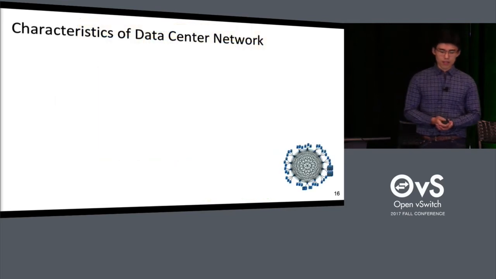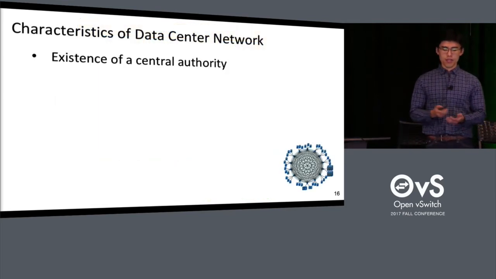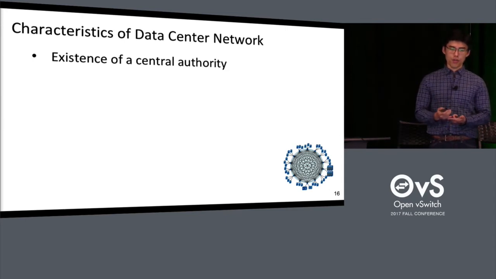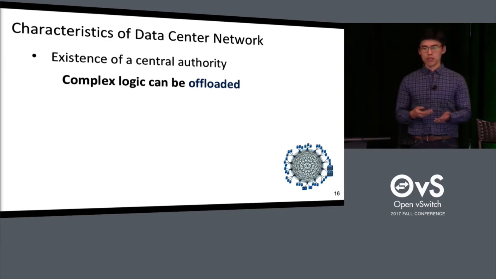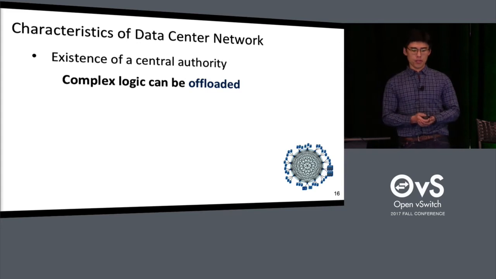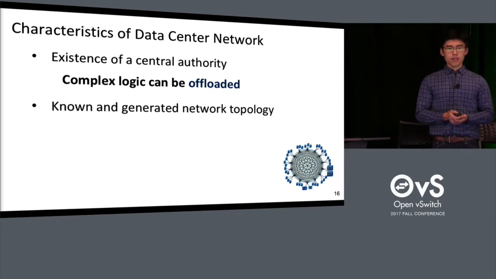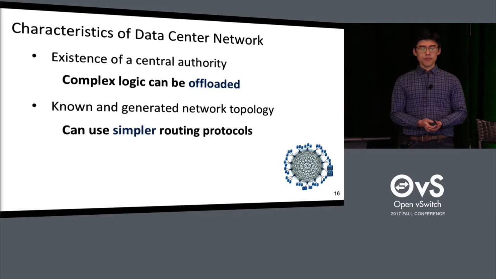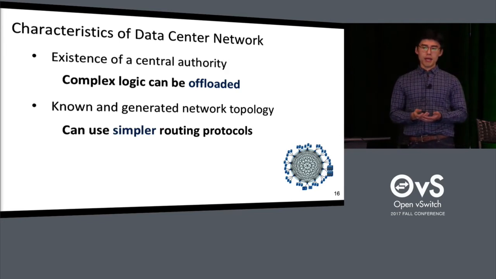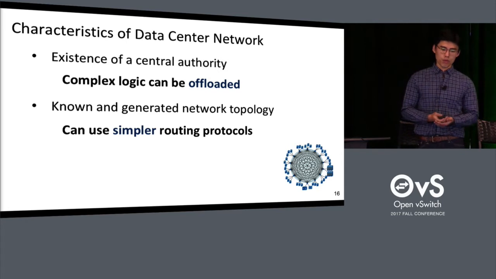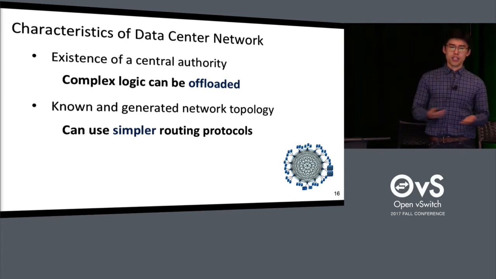So looking at this, the characteristic of the data center: again, there exists a central authority, unlike the internet or an enterprise network, which means that complex logic could be offloaded. For example, a lot of the network policies are already offloaded to the central authority. And the network topology is known and generated, which means that we could use much simpler routing protocols. We don't have to go back to L3 protocols, which attempt to learn the entire network topology.